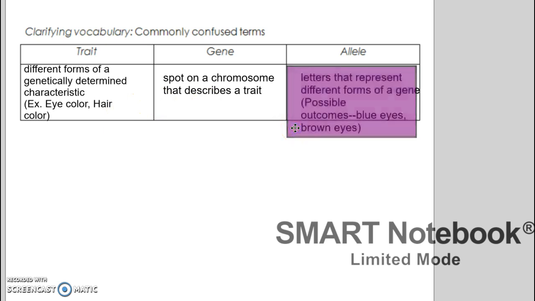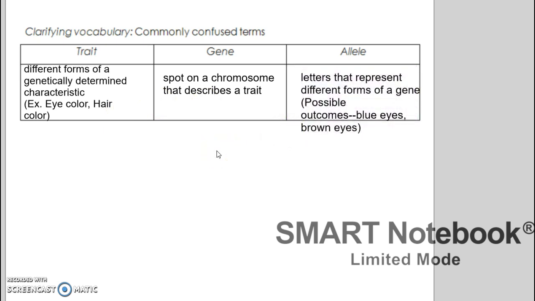Alleles, though, are going to be the different forms of a particular gene. If we are looking at eye color, alleles are going to be blue eyes, brown eyes, green eyes, hazel eyes. There are different ways that we get those particular genes, and those are alleles, okay? So a trait is whatever that genetically determined characteristic is. The gene is the location on the chromosome that describes a particular trait, and the alleles are the different versions or forms of that gene. All right, so I hope that's helpful.